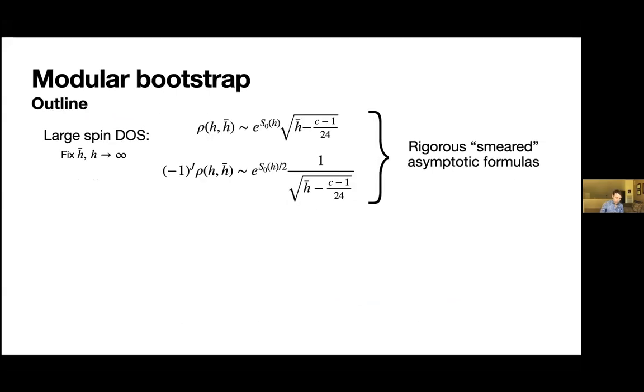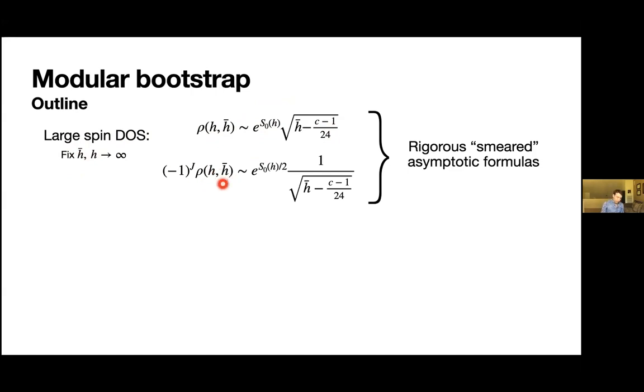So the last thing to go through is the bootstrap pieces here. I don't know how much of this I'm going to get through. So let's just summarize the general structure of the argument. We're going to look at a large spin expansion of the density of states. That means you fix h bar and take h to infinity. From this, we can get asymptotic formulas for the density of states. This is essentially the Cardy formula, or a large spin version of the Cardy formula. Here we're fixing h bar to be very small, so it's all close to c minus 1 over 24.